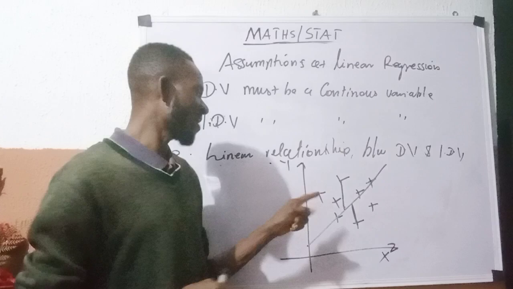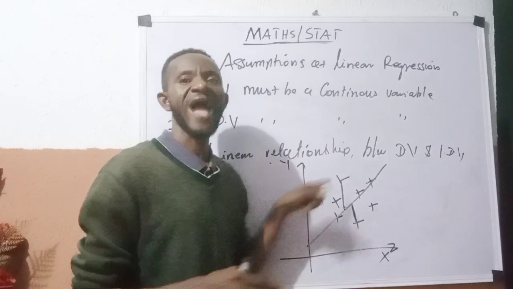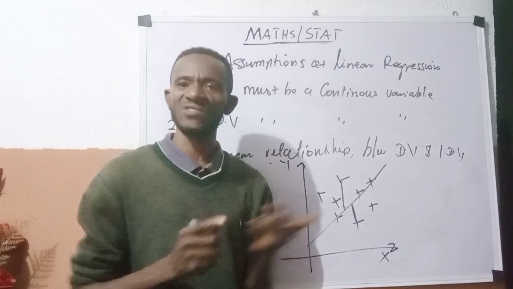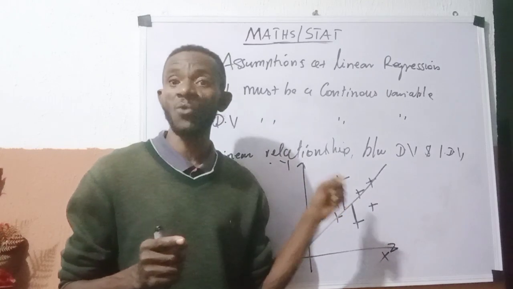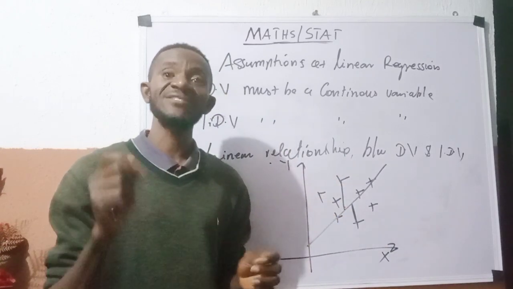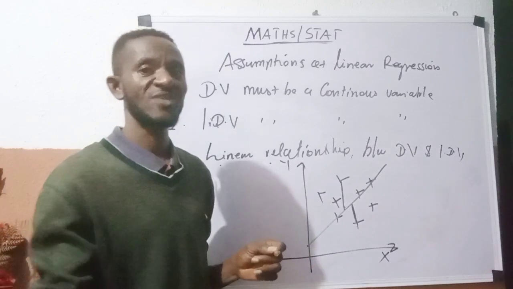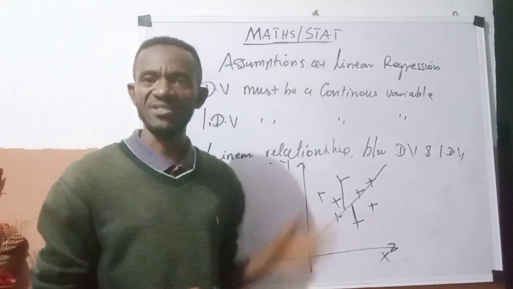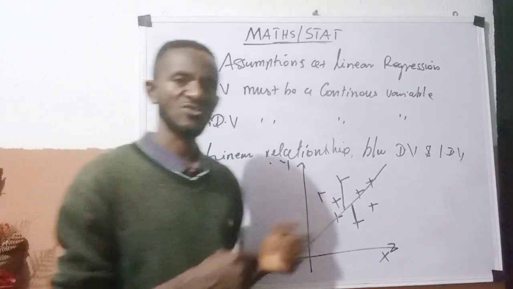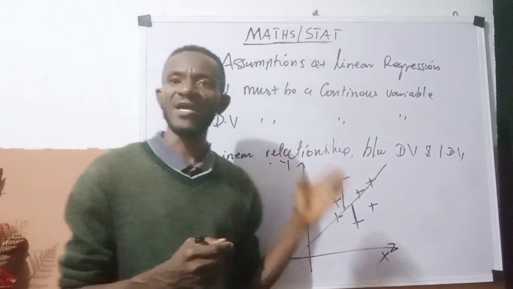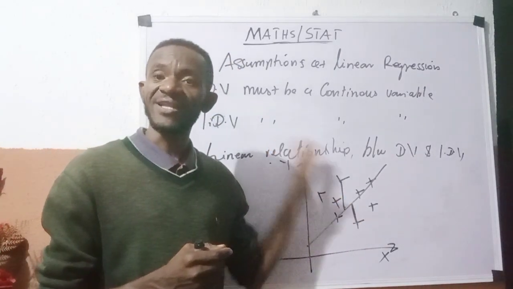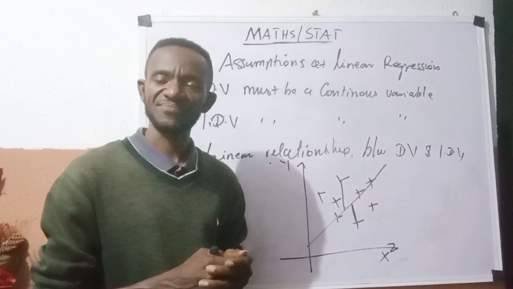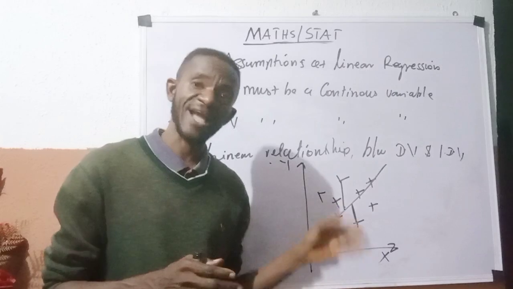And we are saying that when all these residuals are collected, which is the vertical distance between all the points and the regression line, it is expected to be normally distributed or approximately normally distributed. This is what we call the assumption of the linear regression.